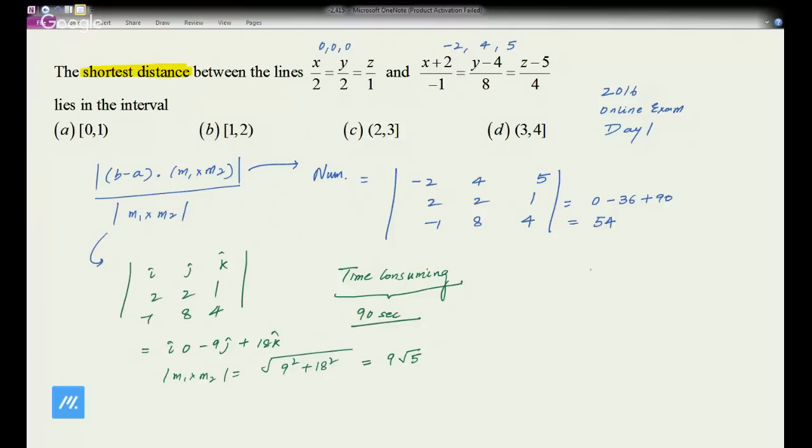Okay, got it, guys? So your answer is what? 54 by 9 root 5. Am I right or wrong? Absolutely. So this becomes what? 6 by root 5.